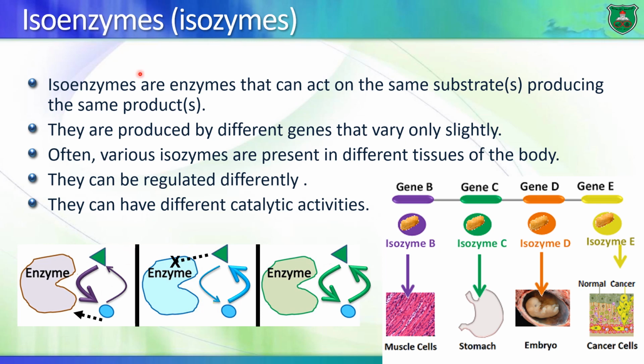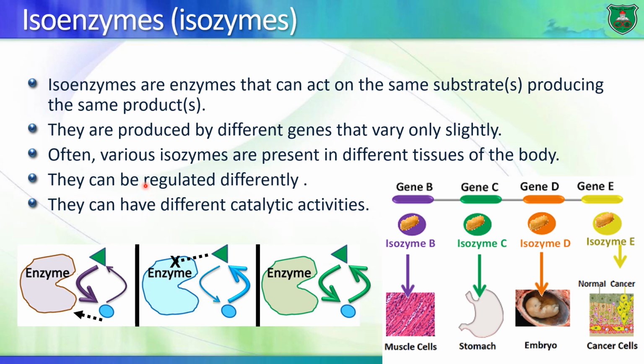Basically these are different enzymes that can act on the same substrate and produce the same product. They are highly similar to each other, except that they are produced from different genes, which can be located on different chromosomes. So you can have isoenzymes B, C, D, E, and they can also be present in different tissues. You can have enzyme C produced in stomach, enzyme B produced in muscles, and you can also have 2 isoenzymes produced in the same tissue.